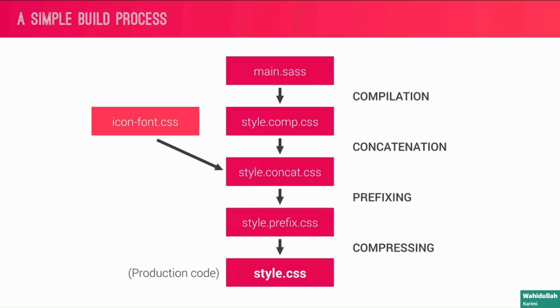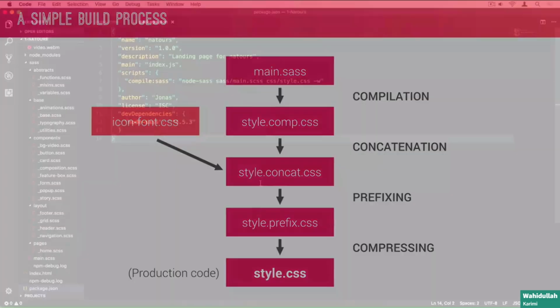Then from there, we want to automatically add prefixes to our code, right? And so that's the next step in the build process. And then finally, the last step is to compress the entire code we have at this stage. And that's it. Just 4 simple steps, nothing all too complicated. So let's now create this build process with npm scripts.